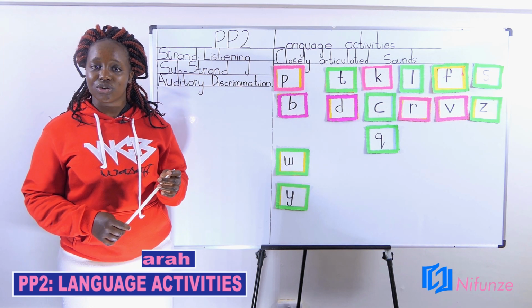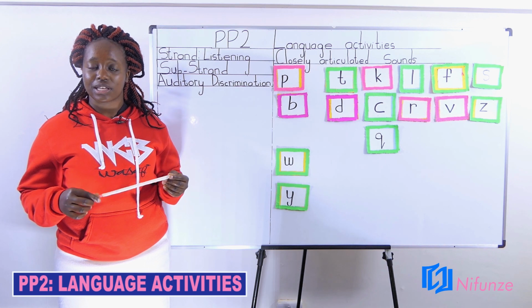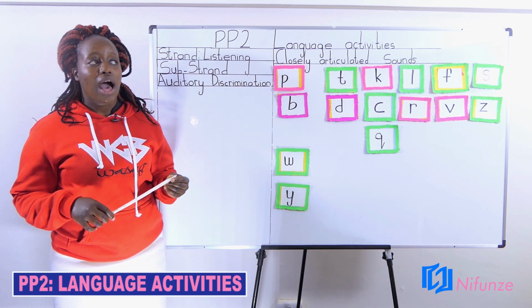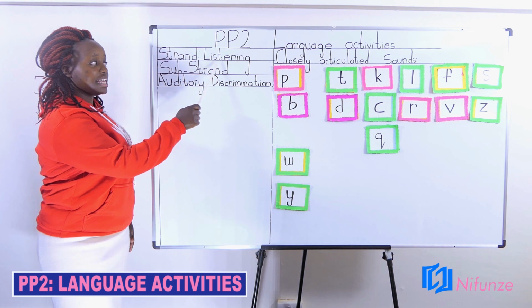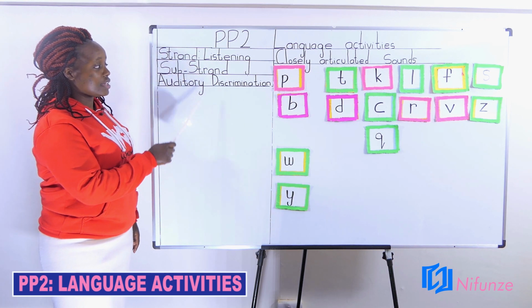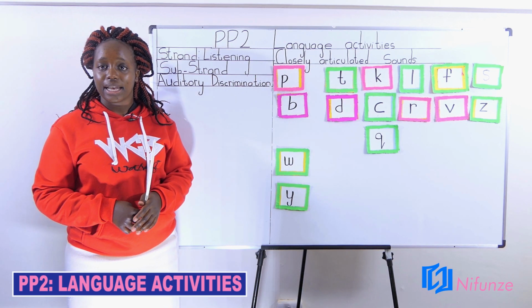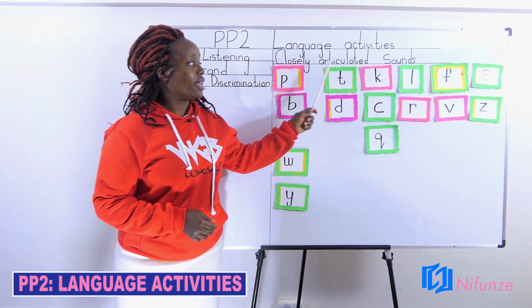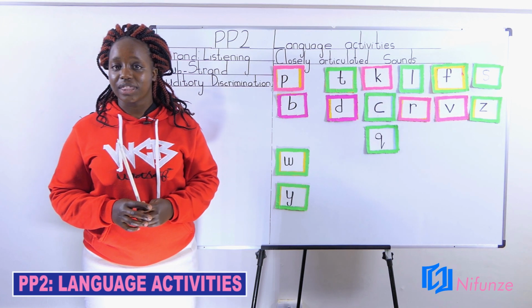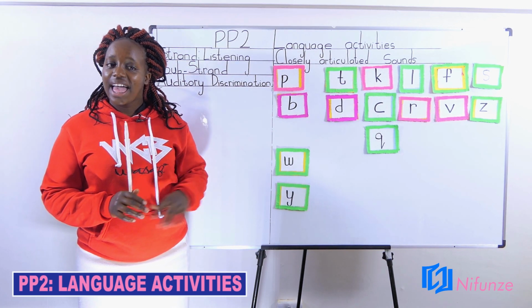I am going to take you through a language activities class, PP2. Our strand today is listening and our sub-strand is auditory discrimination. We are going to learn about the closely articulated sounds, but before that, let us sing.